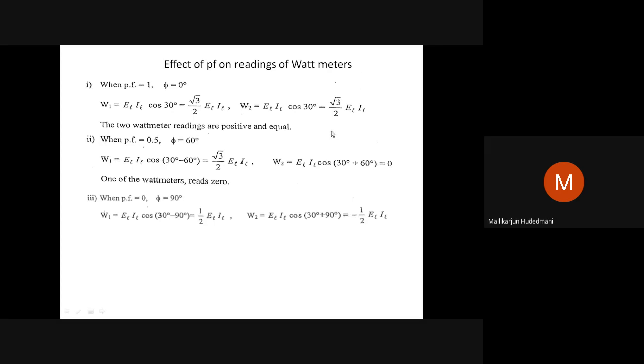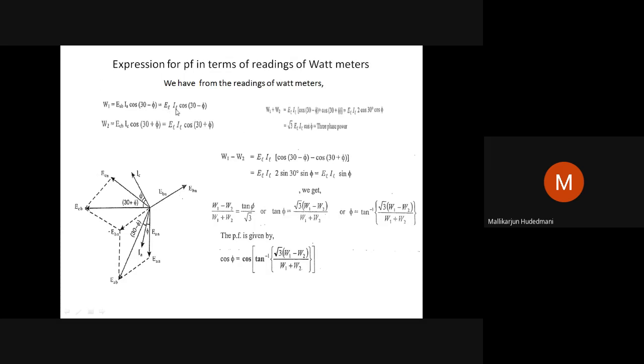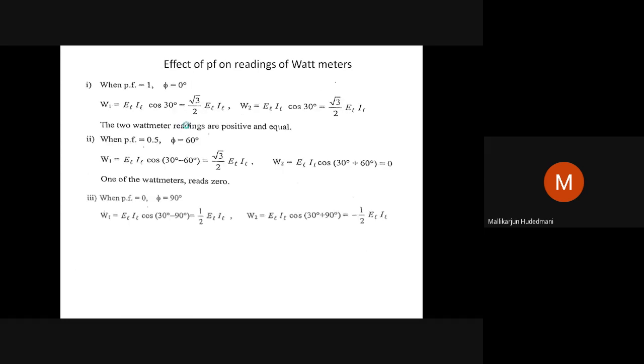I am just taking the opposite approach. Suppose phi is 0. What is the power factor? Cos of 0 is 1, so the power factor is 1. Then I can say this becomes EL IL cos 30 minus 0, which is cos 30, and EL IL cos 30 plus 0. Both the equations are the same. So when power factor is 1, or phase angle is 0, W1 reads EL IL into root 3 by 2.